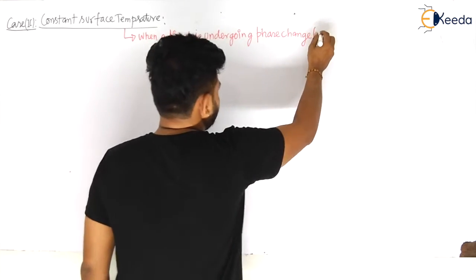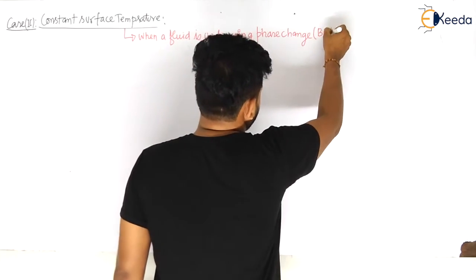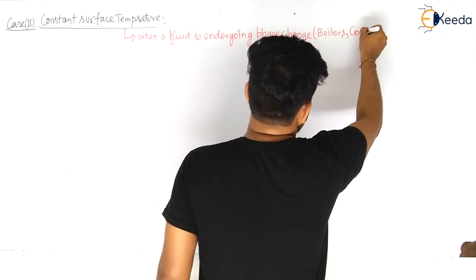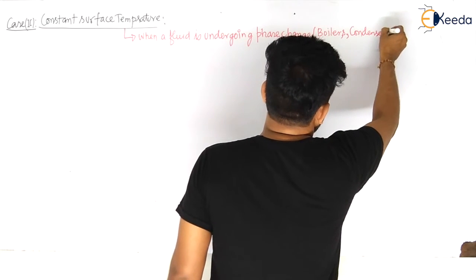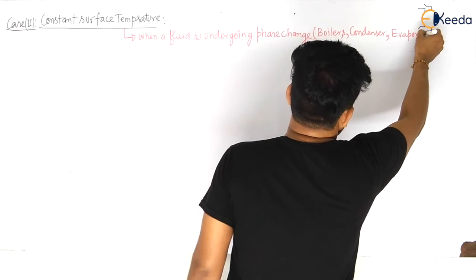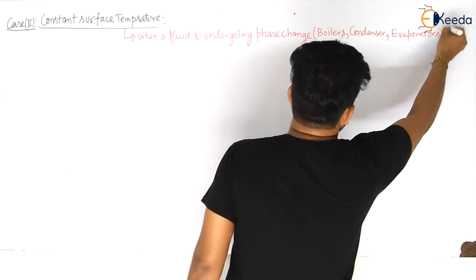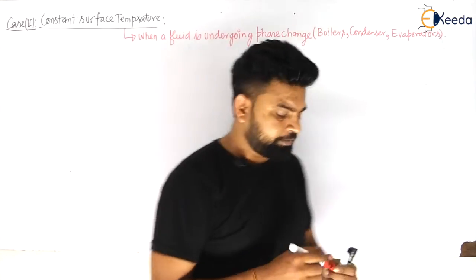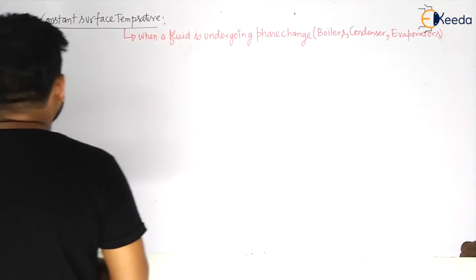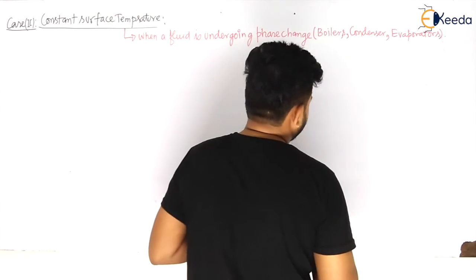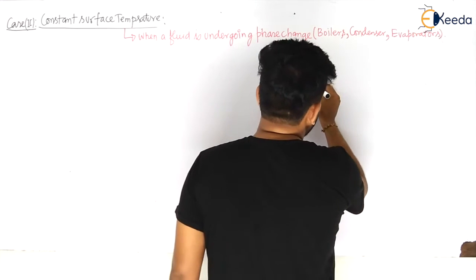And you have also seen this will occur in boilers, in condensers, and also in evaporators, my dear students. So how will convection occur there? Let us see. Now, if the surface temperature of the pipe or tube is constant, what will happen?